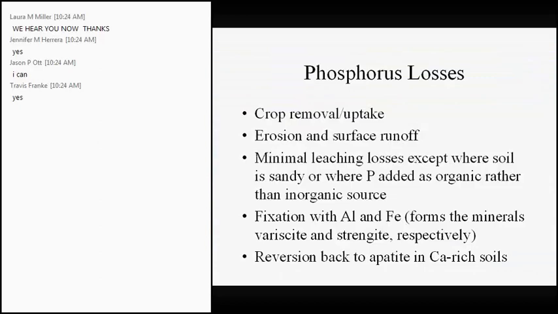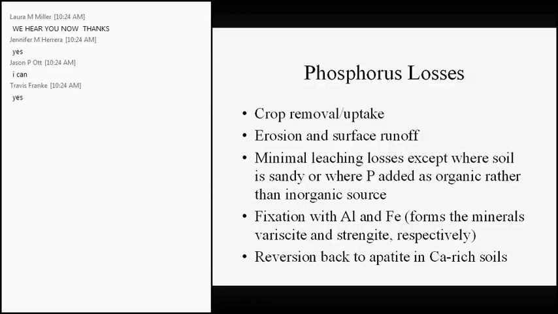So what are some phosphorus losses that we have? Well, one is crop removal or uptake, and that's exactly the one that we want. Again, phosphorus is much more susceptible to erosion than it is to runoff, and the primary reason is because it adheres to the soil particles and is not very soluble within the soil solution. So because of that, we have minimal leaching losses, except where the soil is very sandy or where we have added a tremendous amount of organic phosphorus over a period of time.